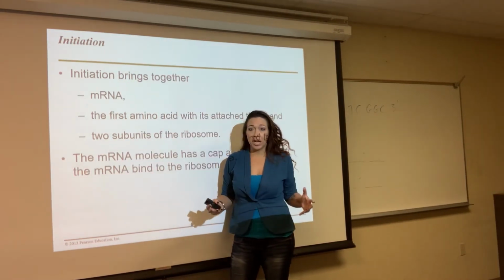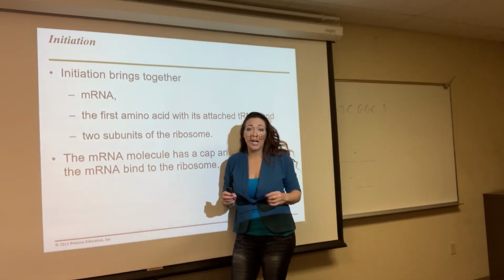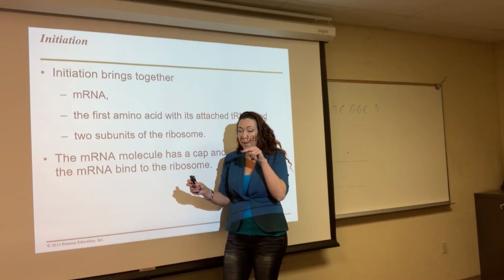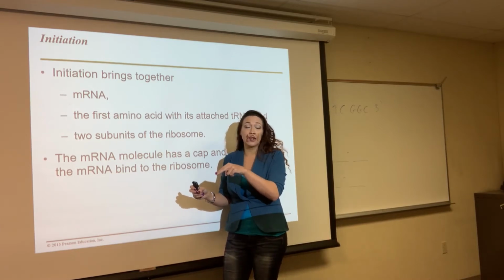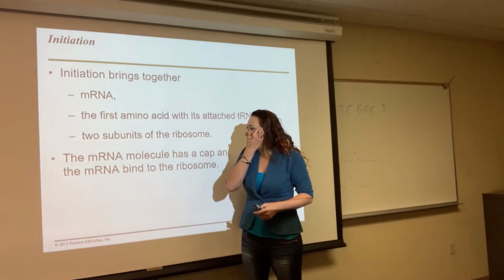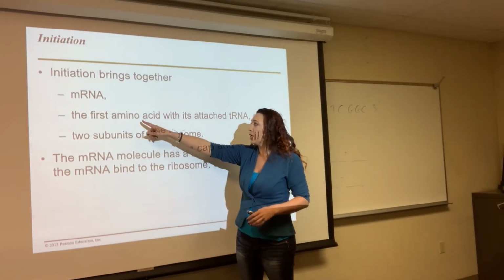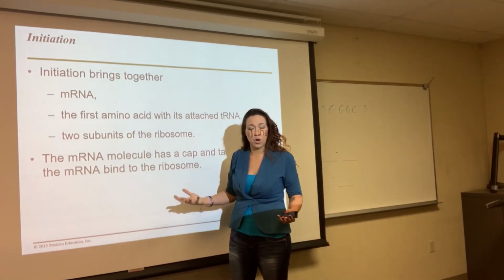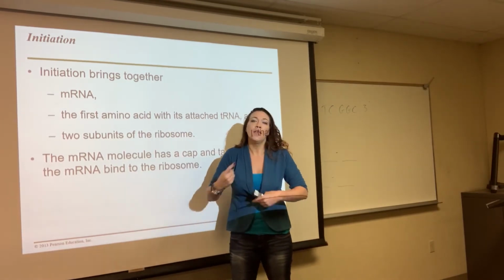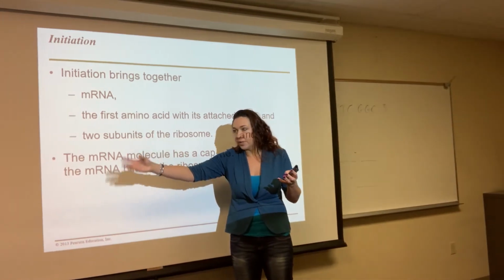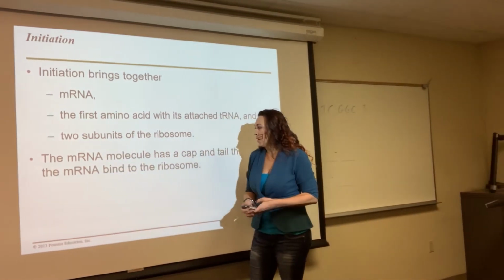Okay, so initiation starts it off. The mRNA binds to the ribosome. That little protective cap goes in first, because it's the thing that is going to bind to the ribosome and get all this started. Then you're going to bring in your first amino acid with your first tRNA, transfer RNA. It's bringing in the amino acid. This is going to get everything started. Now we have the first amino acid. Now we can tack on all those amino acids afterwards.